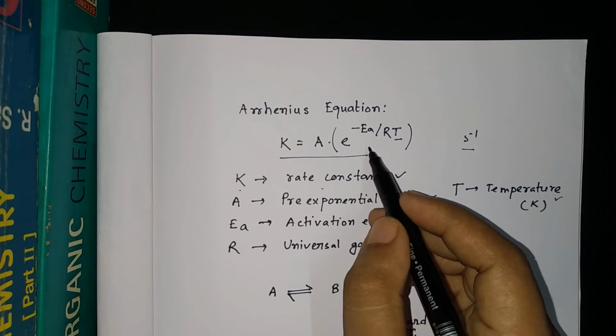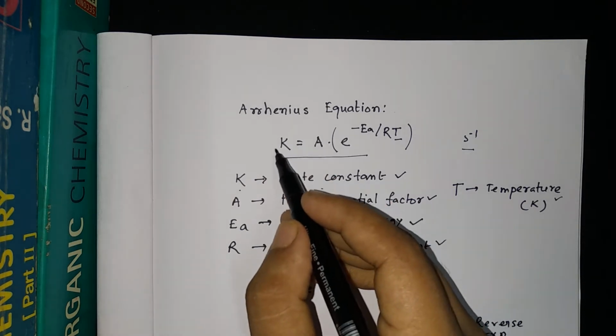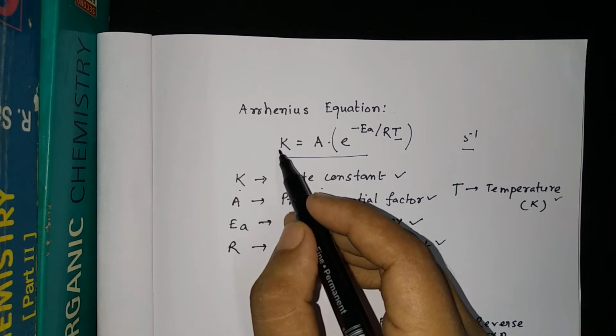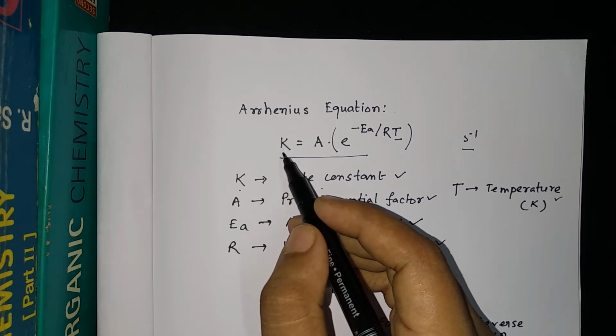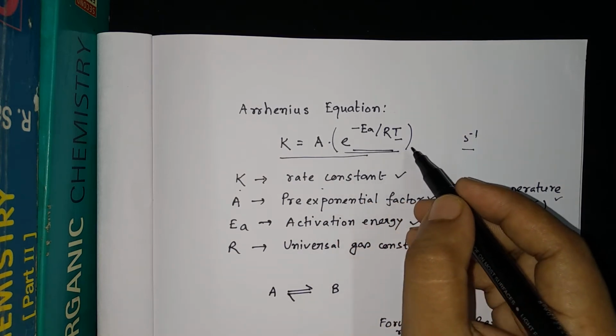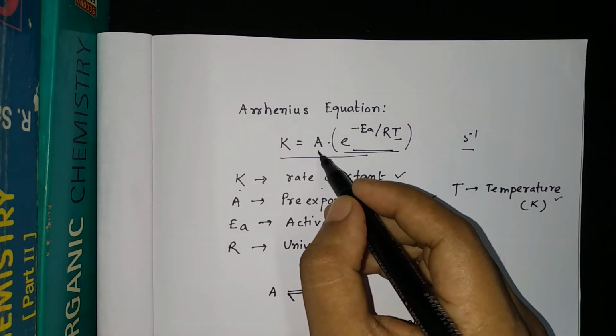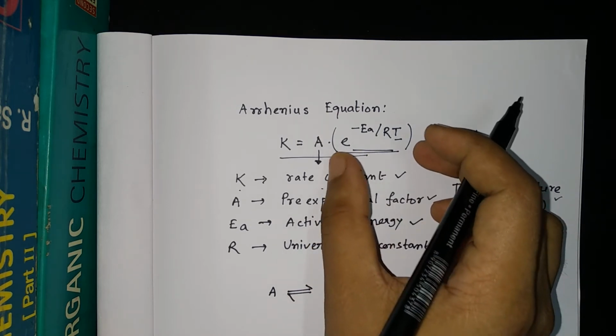So if we multiply this probability with the total number of collisions happening in a particular direction per second, we get the effective number of collisions that will lead to the product per second. And guys, this exponential part of the Arrhenius equation is the temperature dependent part. A also has a temperature dependency, but that dependency is very small compared to this part.